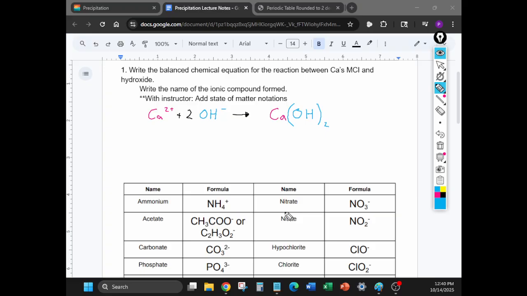So same thing that we've been doing. For today's assignment, you will have to write the entire equation. So just make sure that you're comfortable writing the plus sign, the arrow, the numbers in front, and so forth.